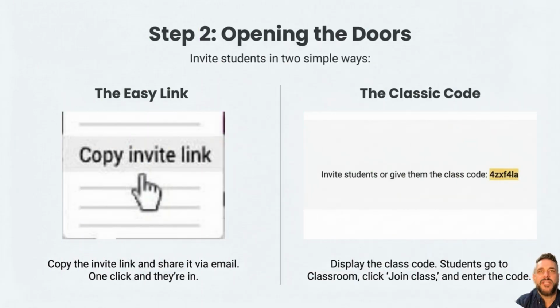Step 2 is opening the doors to your students. You can invite them in two simple ways. You can use the easy link by copying the invite link and sharing it via email. One click and they're in. Or you can use the classic code by displaying a unique code. Students just click Join Class and enter the code.